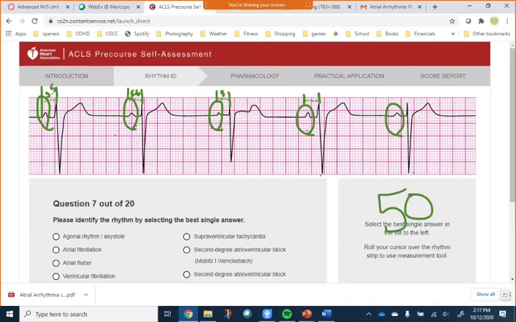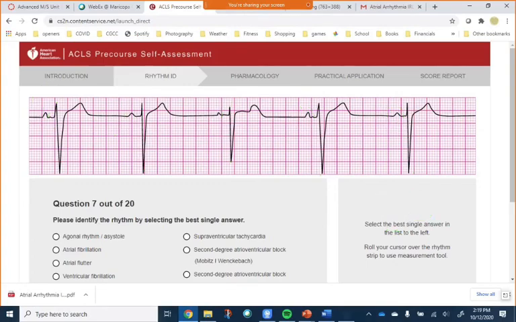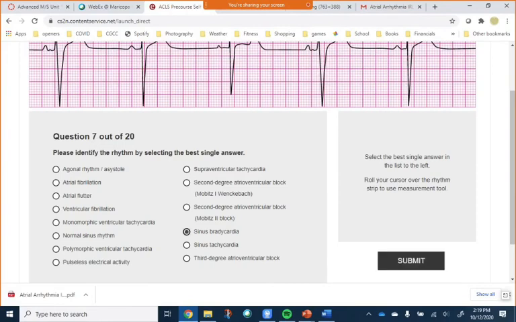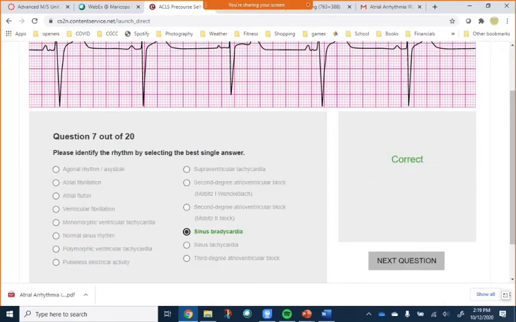So if it's even, and it's right at 5 to 6 boxes, what do we want to call it? Do we want to call it sinus Brady? It's kind of right on the edge. Let's see if it gives me a choice for sinus Brady, because that's what I want to call it. It's either a sinus bradycardia or a first-degree heart block. And I don't see first-degree heart block on my list, so I'm calling it a sinus Brady. And we would be correct.